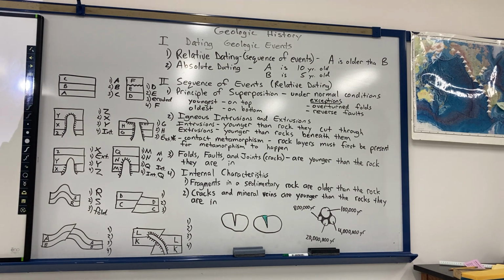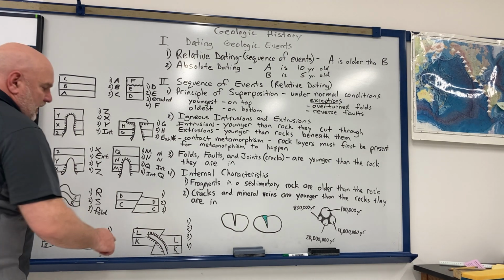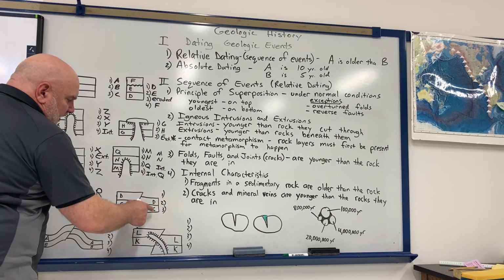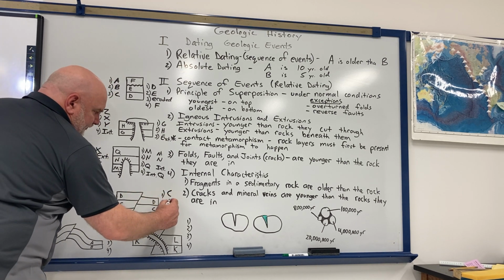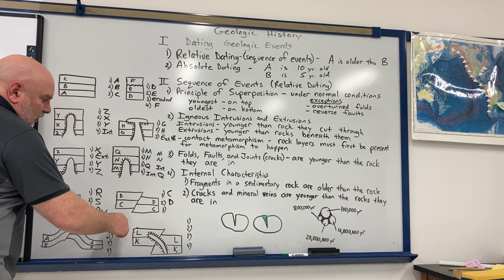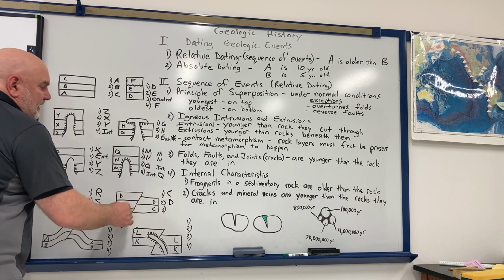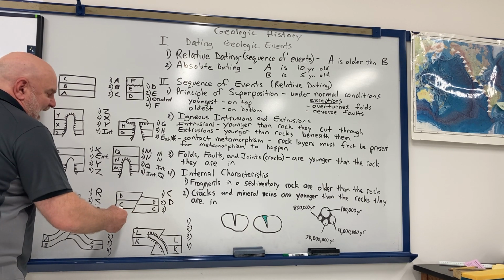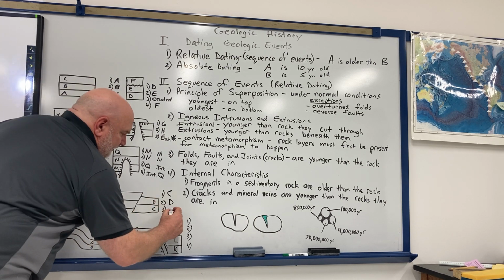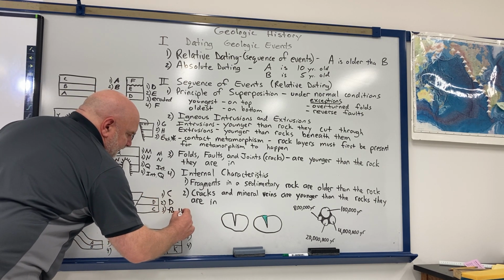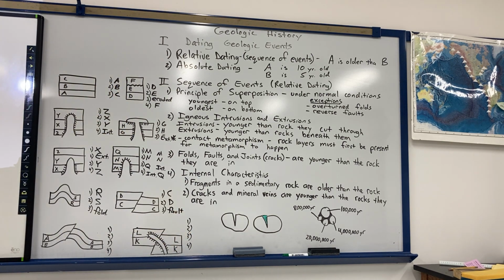For this guy right here, excuse me, C had to form first, all right? D had to form second, and since that fault cuts through both C and D, that means the fault had to happen after both of those. So it would be C formed first, D formed second, then they faulted. All right?